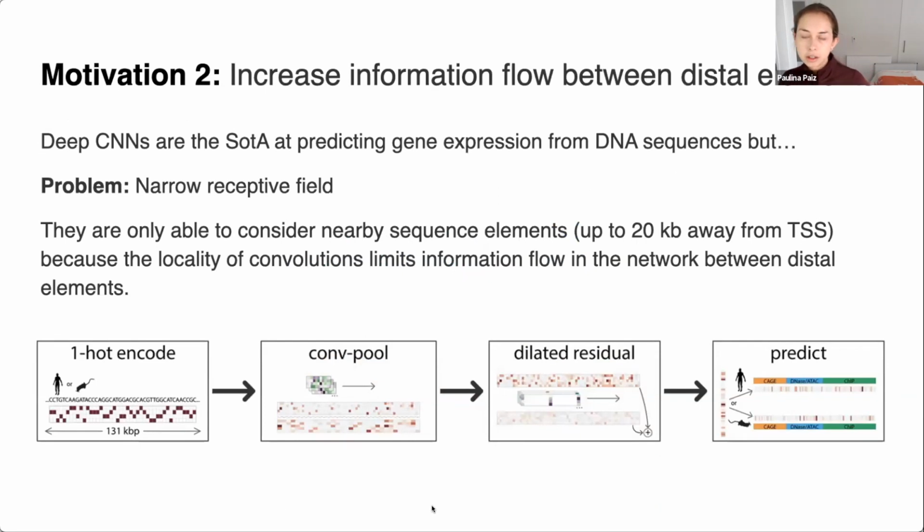The second motivation was to increase information flow between distal elements. Here on the lower part of the screen, you can see a figure from Basenji 2. The problem with deep CNNs and architectures like the one from Basenji 2 is that they have a very narrow receptive field, so they cannot capture regulatory elements like enhancers that are influencing the gene expression from long distances. So they're only able to consider nearby sequence elements.